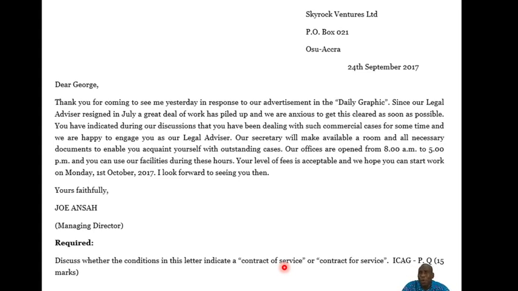Our secretary will make available a room and all necessary documents to enable you to acquaint yourself with outstanding cases. Our offices are open from 8 a.m. to 5 p.m. and you can use our facilities during these hours. Your level of fees is acceptable, and we hope you can start work on Monday, 1st October 2017. I look forward to seeing you then. Yours faithfully, Joe Ansan, Managing Director. Discuss whether the conditions in this letter indicate a contract of service or a contract for service. 15 marks.